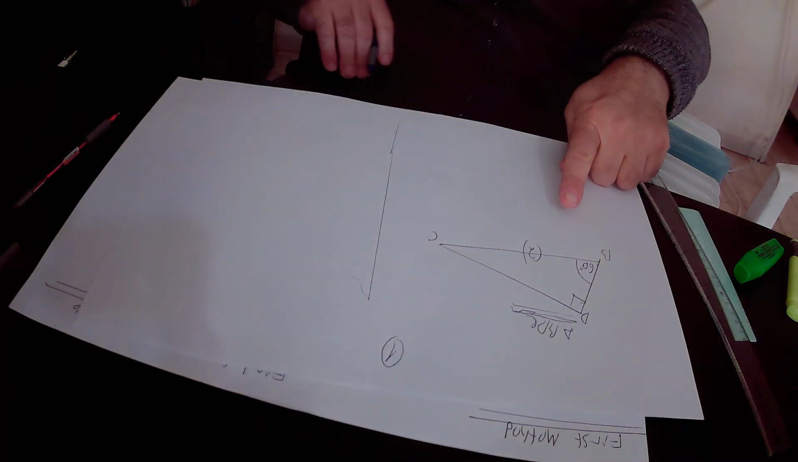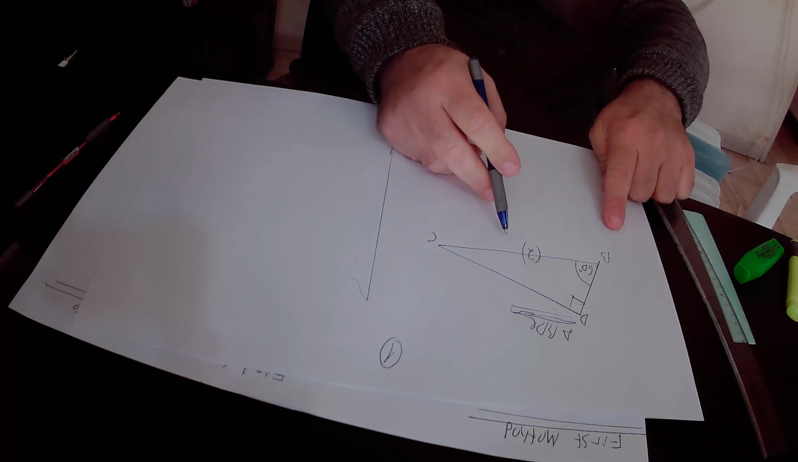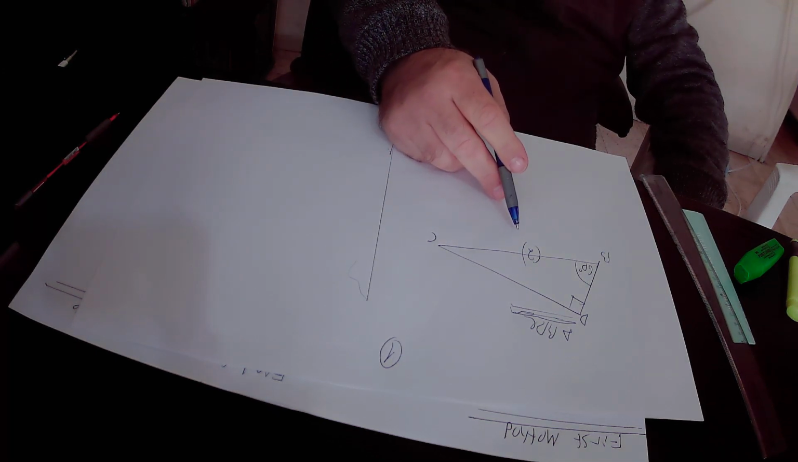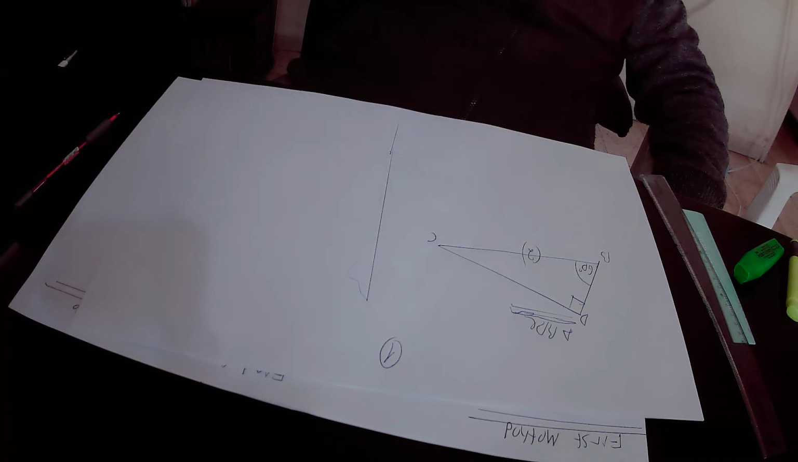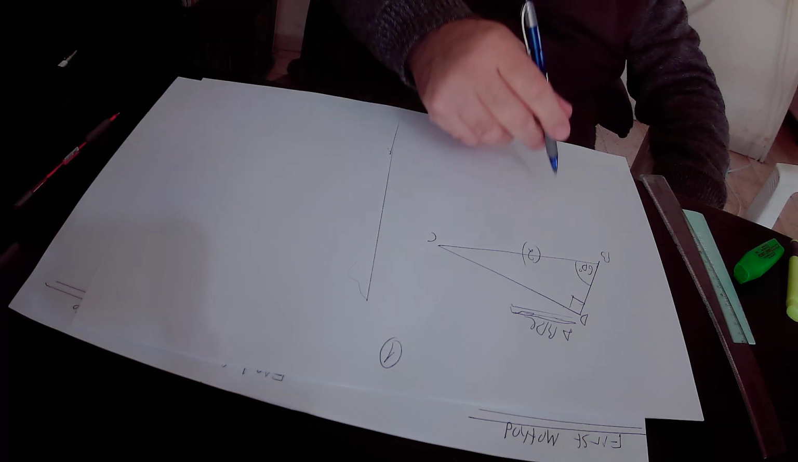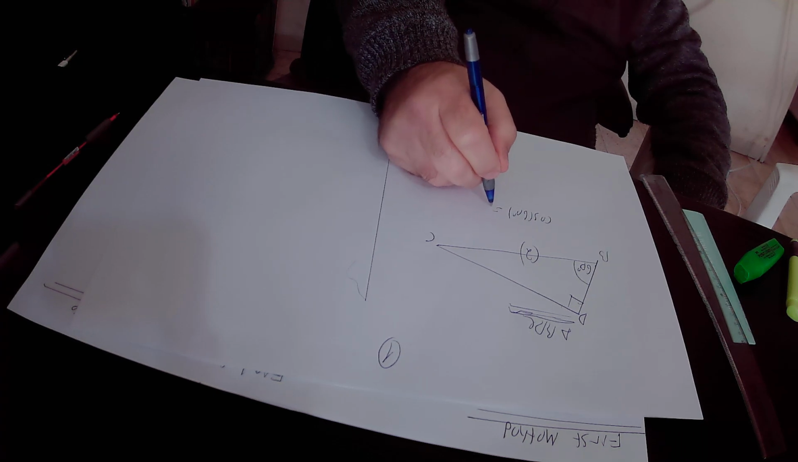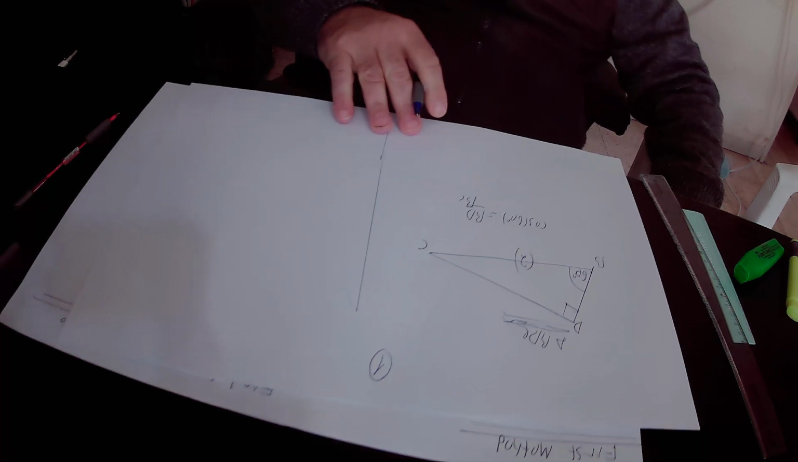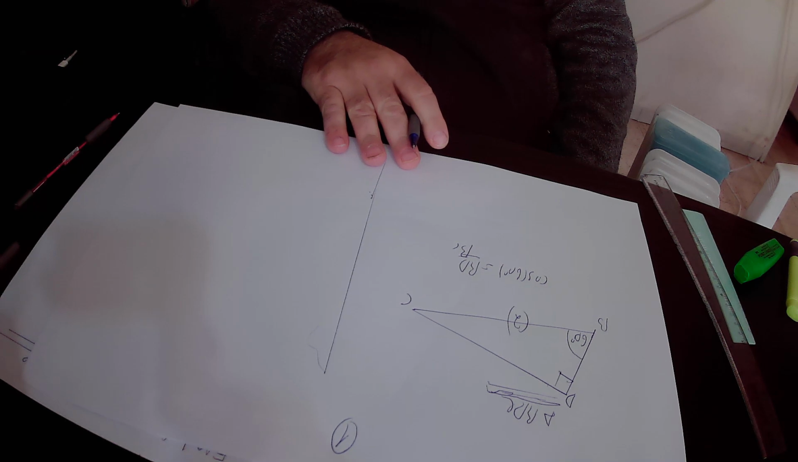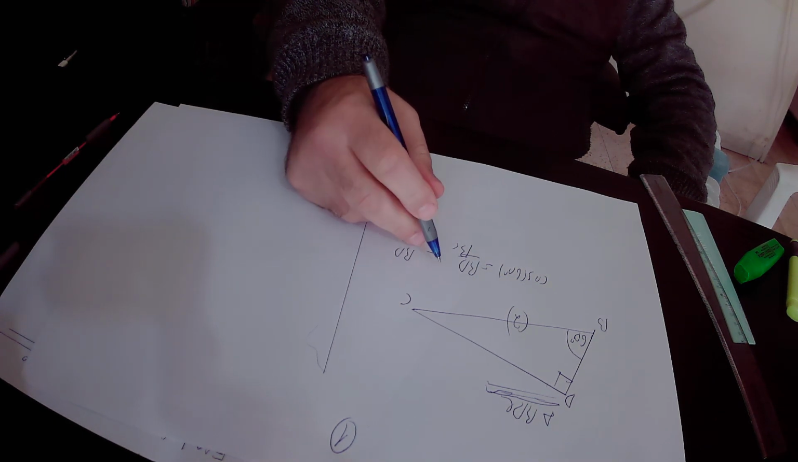So actually, this is the right triangle BDC that I copied from the original drawing. Side BC equals 2 units according to what is given, and we also know that angle DBC equals 60 degrees in its size. In this triangle BDC, cosine 60 degrees equals BD over BC, and BC is 2.